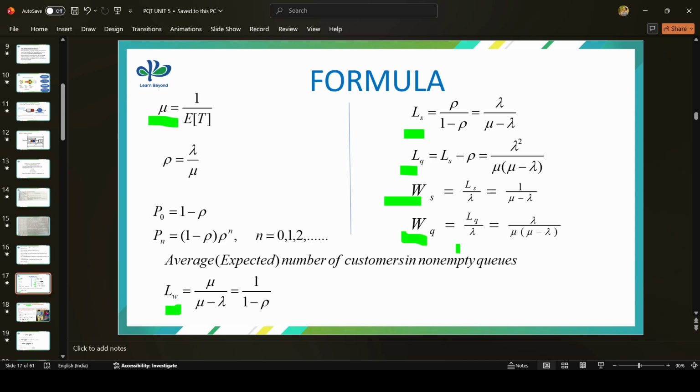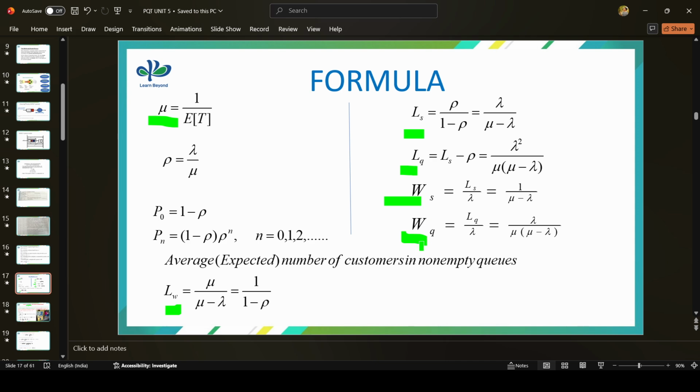Let us see what are the formulas for this. LW is nothing but the average number of customers in the non-empty queues. That is LW is equal to mu divided by mu minus lambda. LS is lambda divided by mu minus lambda. LQ is lambda square divided by mu into mu minus lambda. WS is 1 divided by mu minus lambda. WQ is equal to lambda divided by mu into mu minus lambda.